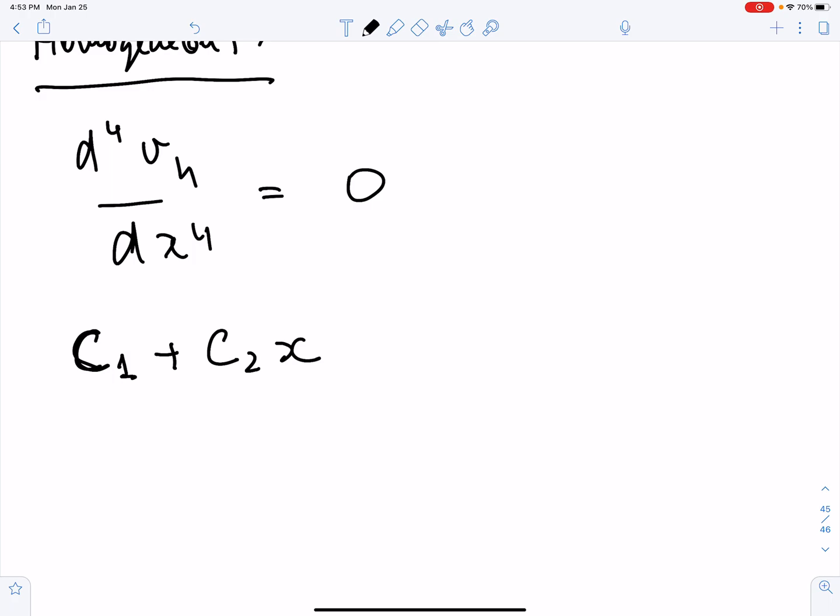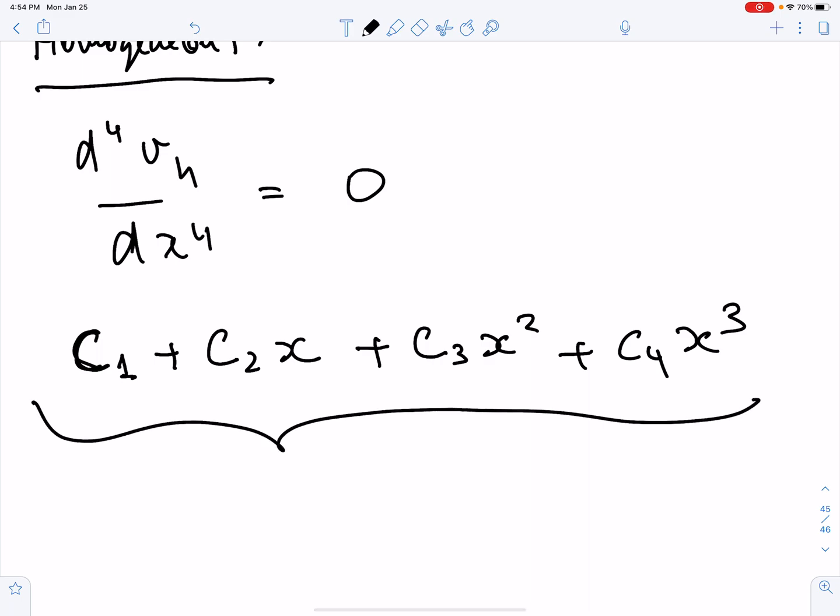Okay, what about quadratic? First derivative linear, second derivative constant, third derivative 0. So quadratic works as well. And finally cubic. First derivative is quadratic, second derivative linear, third derivative constant, fourth derivative 0. Plus C4 X cubed. So any cubic polynomial will solve this equation here. And so this becomes our homogeneous solution.